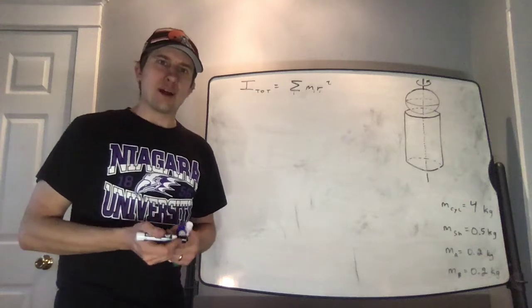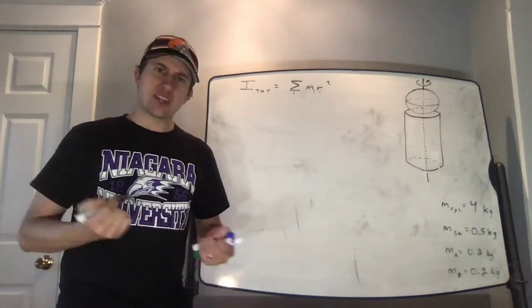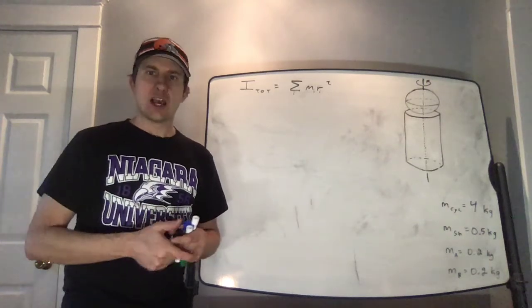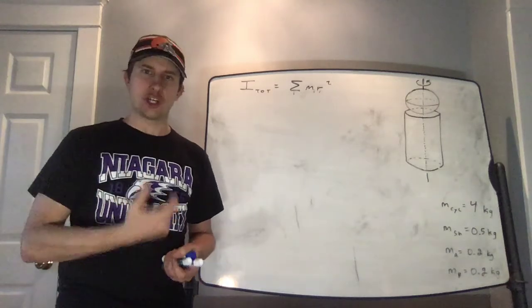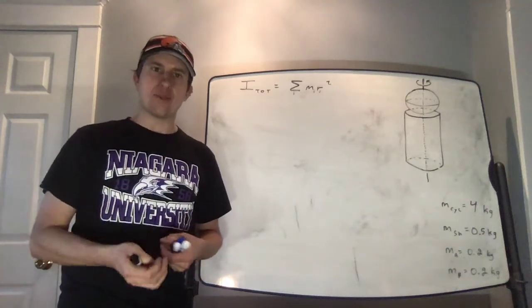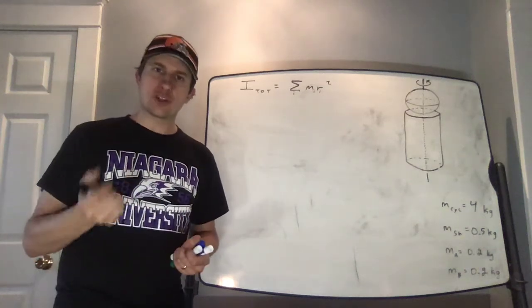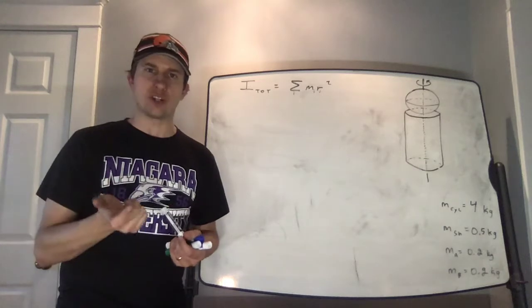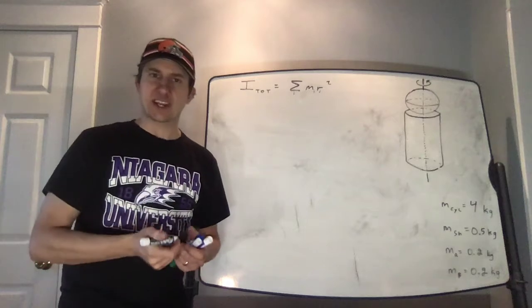In this example problem, we are told we have a complicated object, but this complicated object is the combination of several simple objects. We have a cylinder that has a thin spherical shell on top of it. We are given the mass and radius of the shell and the cylinder, and we're told on the outer face of the cylinder there are two small point masses.